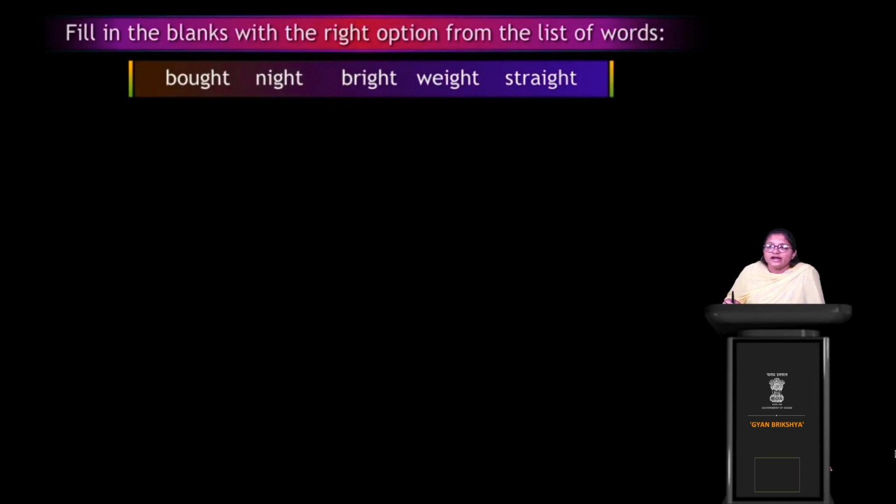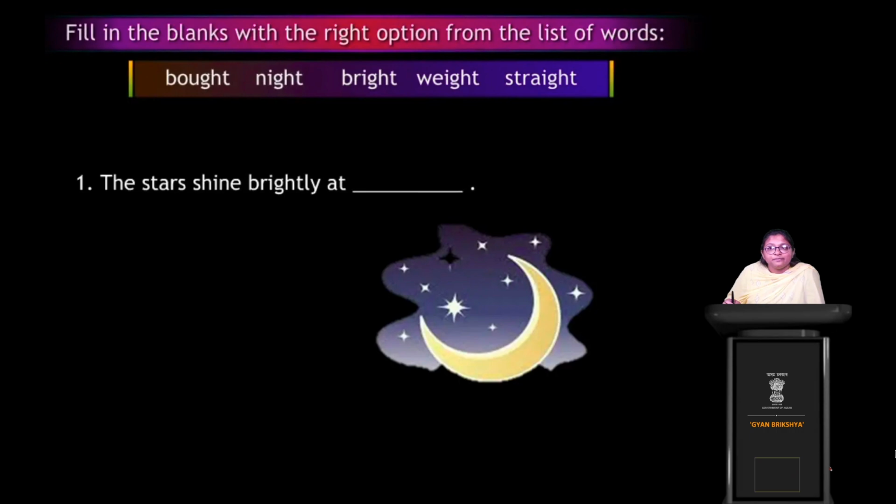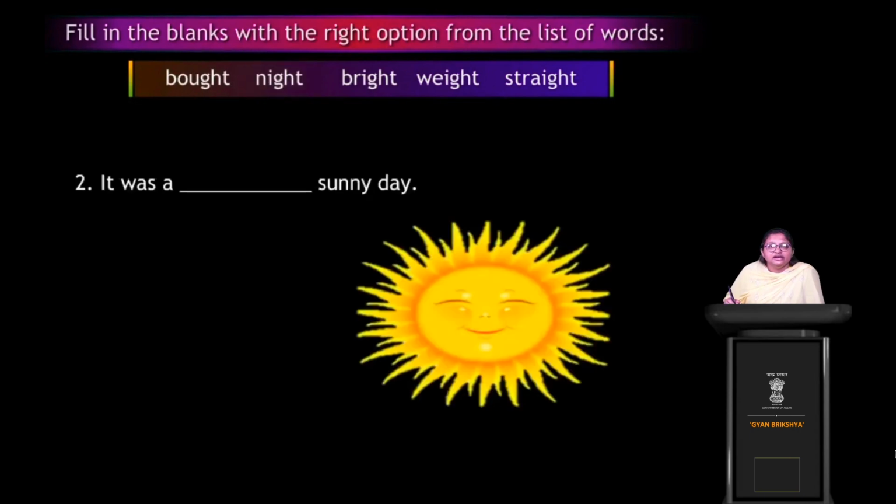The stars shine brightly at, কি হবে? The stars shine brightly at, right, very good. So stars shine brightly at night, right? Okay, now you see again GHT, night. Okay, night. Now, it was a dash sunny day.